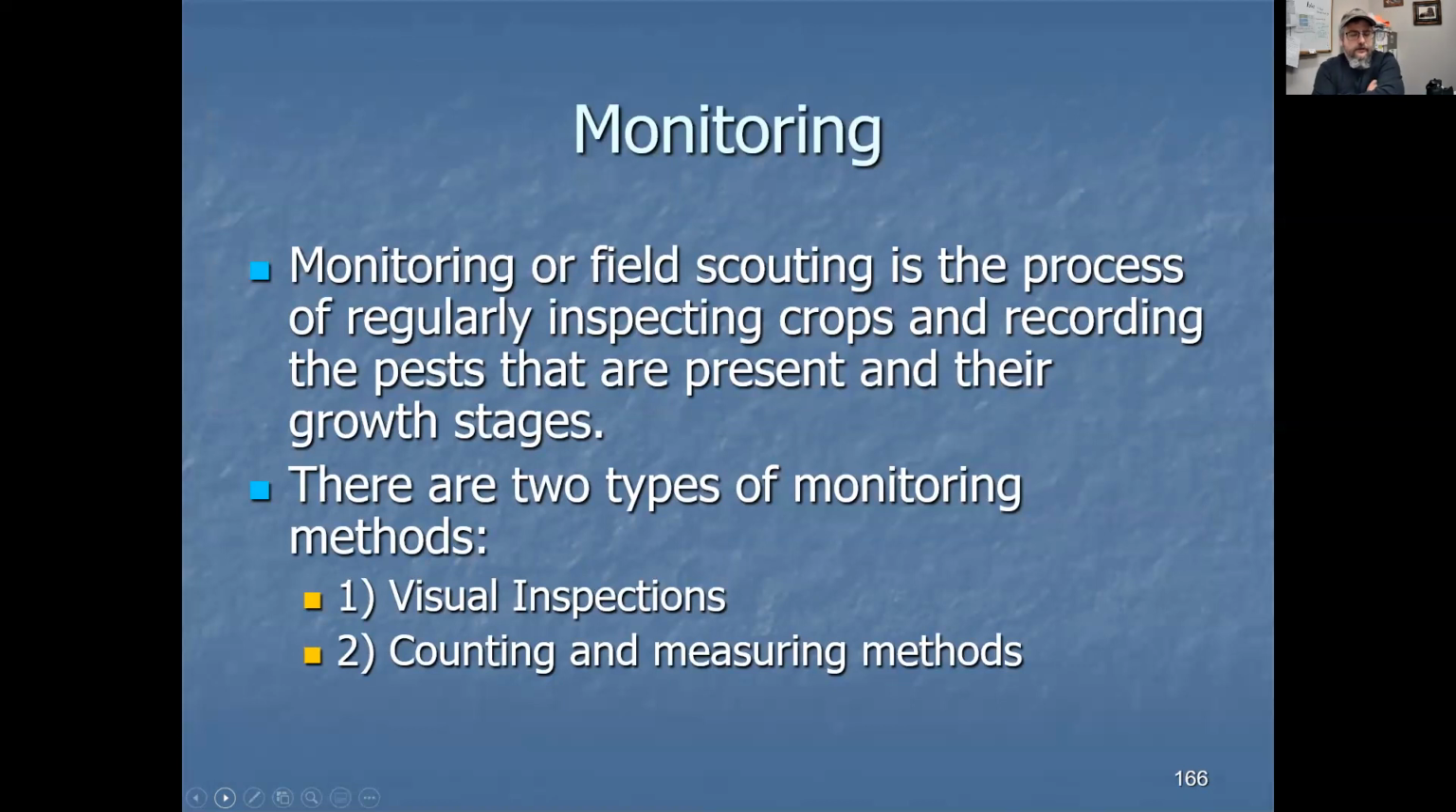Okay, monitoring. So monitoring or field scouting is the process of regularly inspecting crops and recording the pests that are present and their growth stages. There are 2 types of monitoring methods. So you have visual inspections, counting and measuring methods.